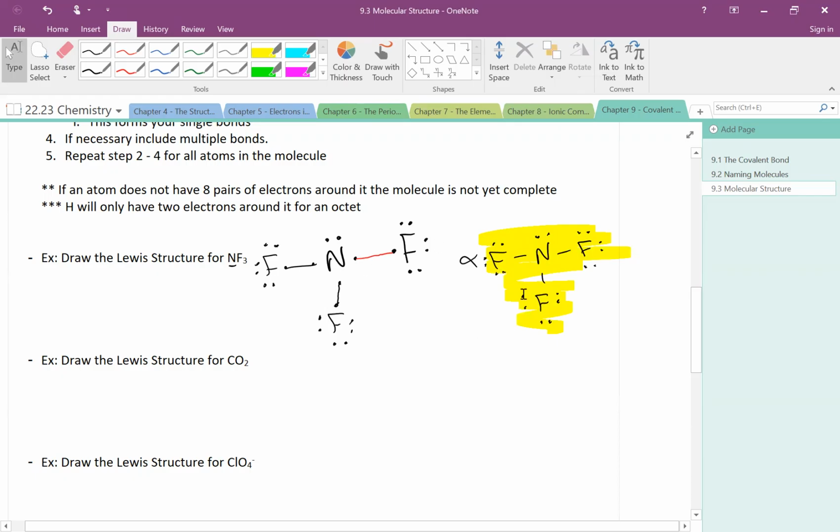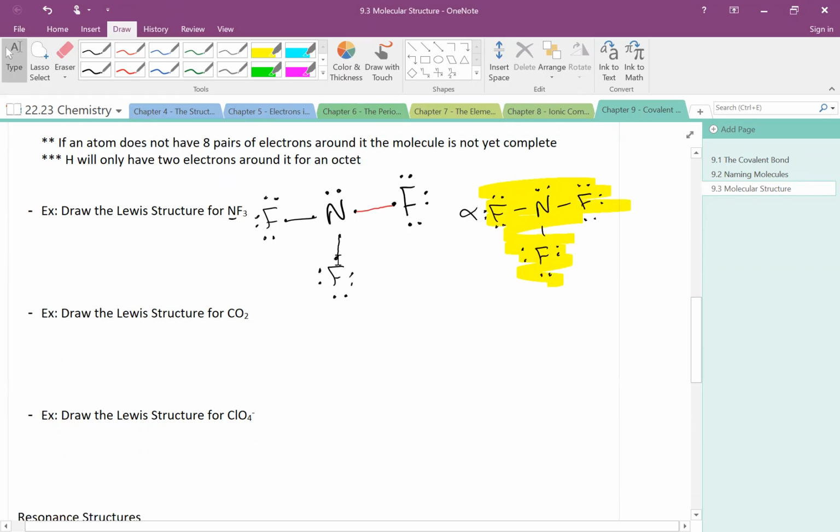All right, let's do the same thing for a slightly more complicated example with CO2. So I'm going to begin by placing my least common element in the center. So that is carbon, and carbon has 4 valence electrons.